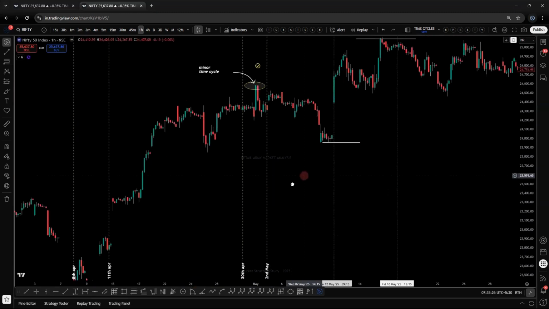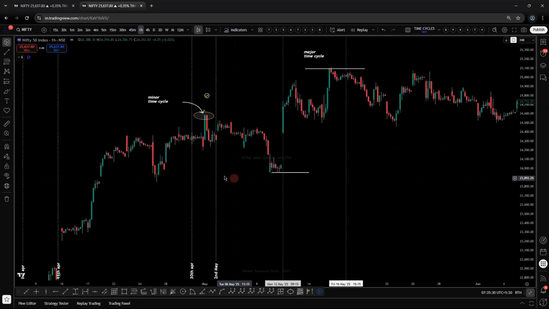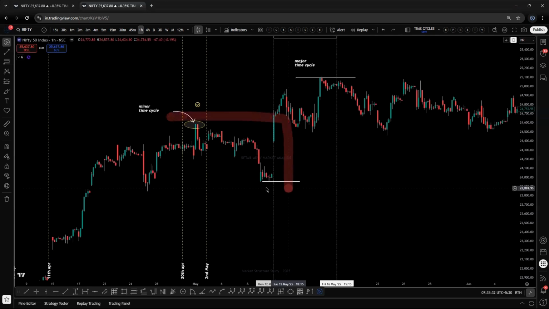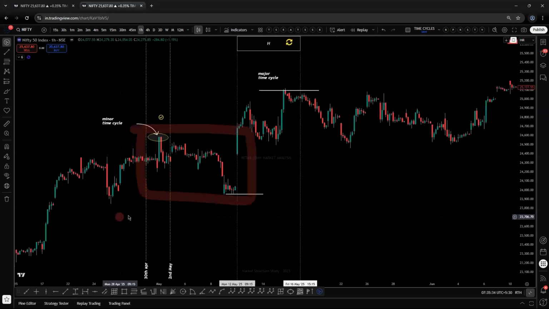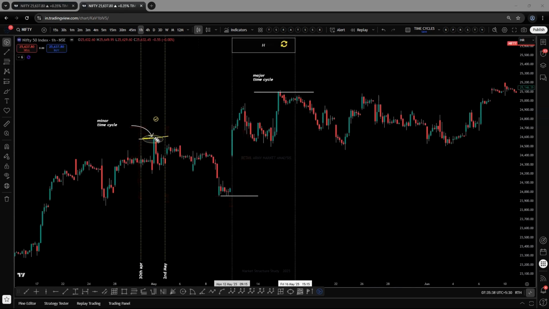Next, we had a minor time cycle zone in the month of May starting here, and this is the latest 3 months, right? April, May, and June. The minor time cycle zone triggered a small correction in the market. Like I said, it can be any size move in the case of a minor time cycle zone.